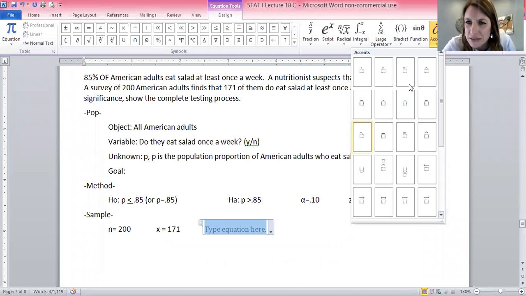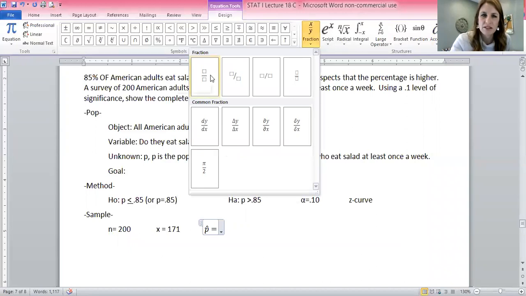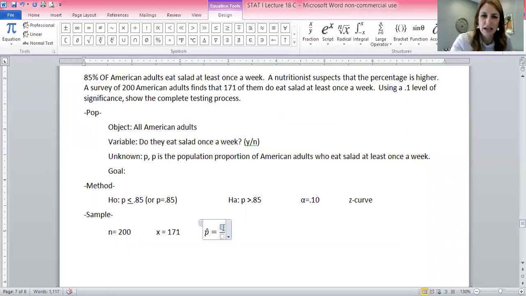Okay, here it is. So it's the one in the upper right here, has this little hat, and it even says hat. I'm going to click on that, and then I'm just going to click in the box here and put my lowercase p. There it is, my p hat. Now, I'm just going to space it out. Arrow over, equals. I'm going to put in a fraction so I can show that it's X divided by N. I'm just going to put 171 divided by 200. I'm just going to arrow over again, equals 0.855.